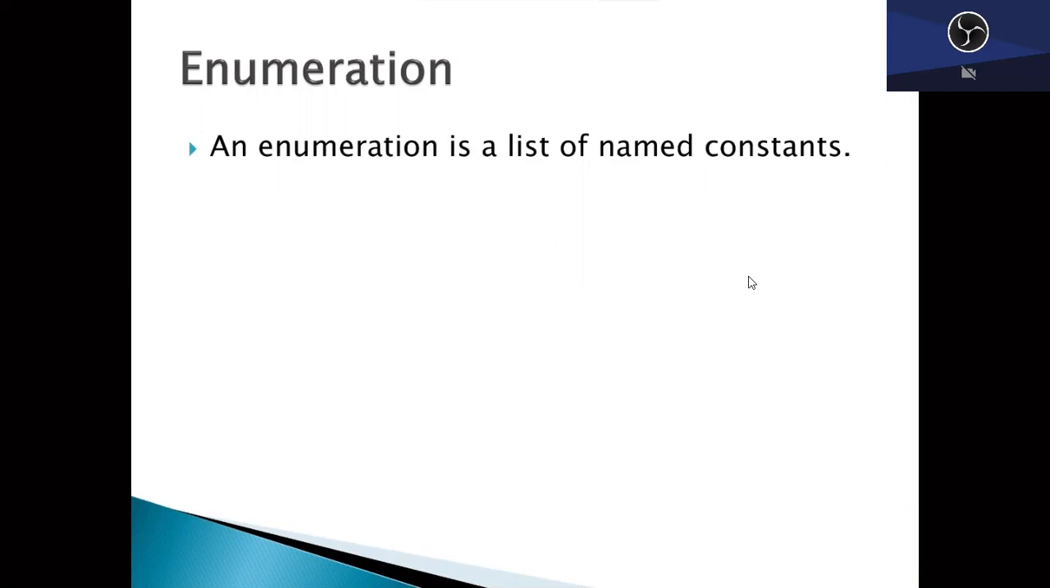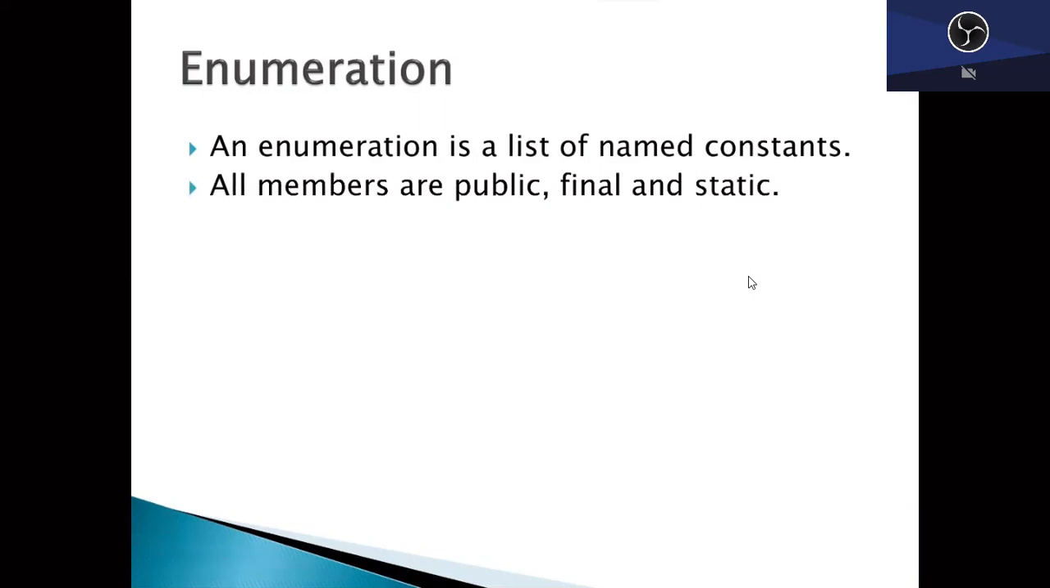Similarly, I can have another enumeration for, let's say, colors: red, blue, green, yellow. Say these are the four colors I want to list. So I may have another enumeration for this. Whatever is there inside an enumeration, these are your constants, and it is used for grouping together a number of constants.